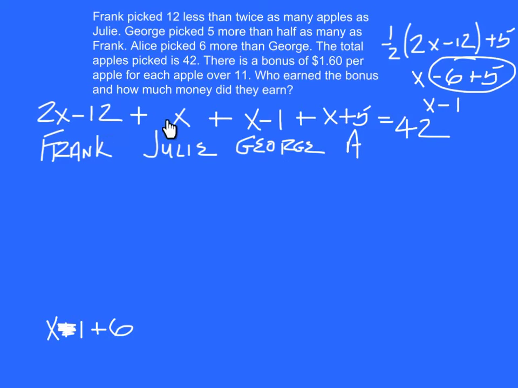2 x's, add 1 to it. 3. 3 plus another x, 4. 5. So I have 5 x's. Negative 12 minus 1 is what? Negative 13. What's negative 13 plus 5? Negative 8.